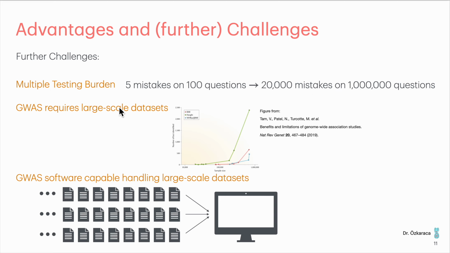The second problem, which is related to the multiple testing burden, is that to be confident you need statistical power, and for that you need large-scale data sets. Indeed, GWAS requires large-scale data sets. We have seen in the literature over the past decade or so that GWAS needs at least 100,000 individuals to find substantial associations with diseases.